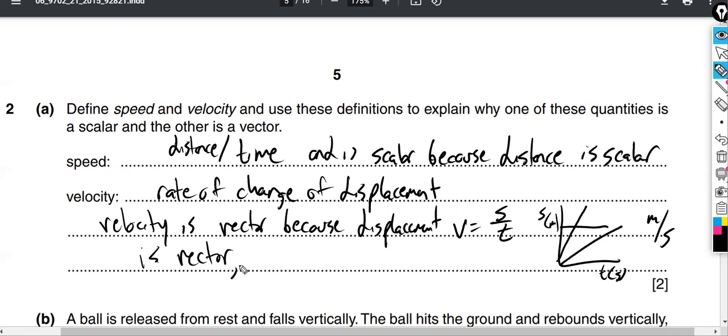You could also say that velocity has direction. Velocity is speed plus direction. That's a pretty good thing, I think, to say too. Speed is just the magnitude only. Velocity has direction. That's really getting to the key idea of why, it's really answering this, explain why one of these quantities is a scalar. So we probably should have said something like, because displacement is a vector, has direction. Velocity has direction, something like that.